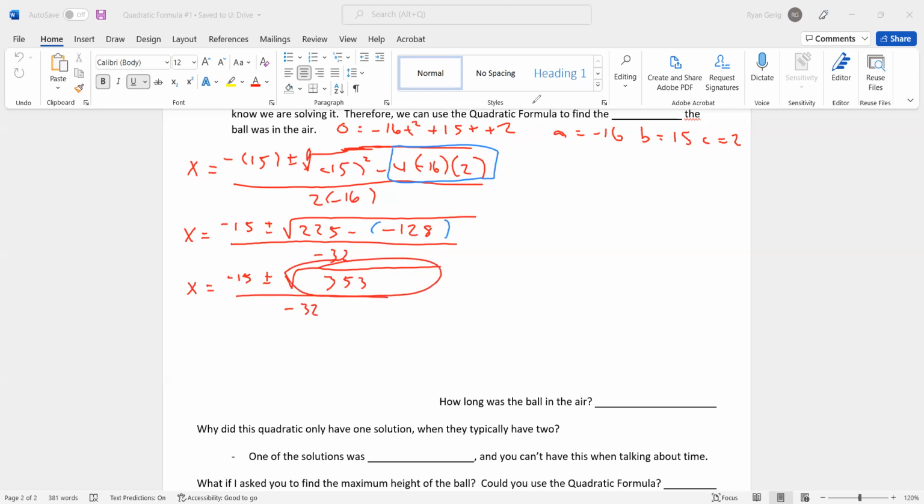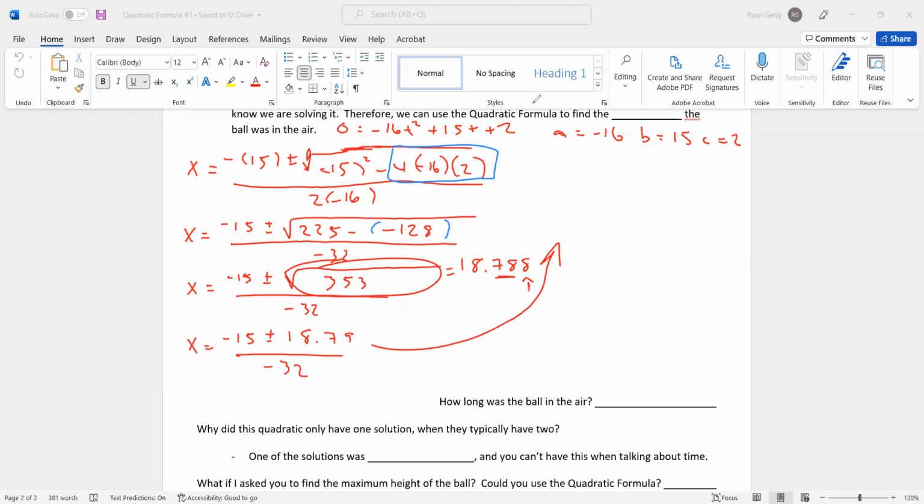So this is actually not a good number. Type it in the calculator. Square root of 353 is 18.788. And that's all I need right now because this is hundredth. I need to look at that number. So it's going to be 18.79 is what I'm going to round it to. Divided by negative 32. This is now where I get my 2 solutions.